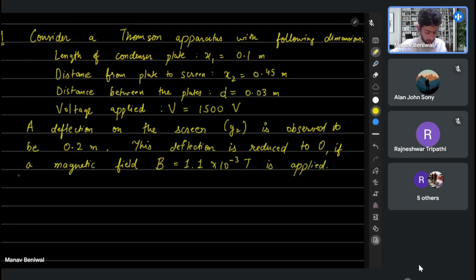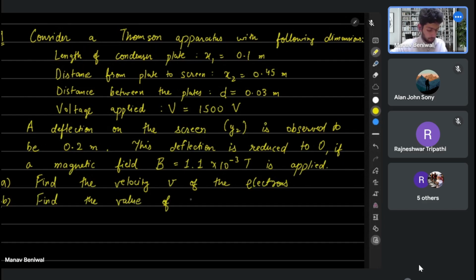Now this has two parts. First part is find the velocity V of the electrons, and second part is find the value of e by m. So this is the problem. Pretty lengthy problem.